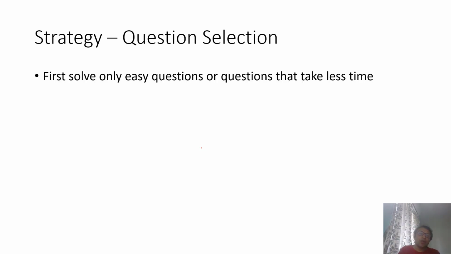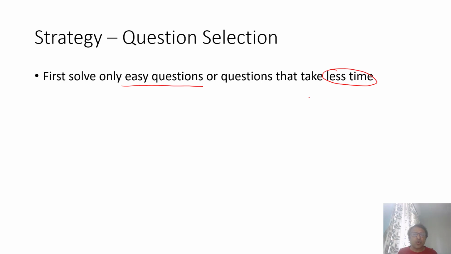So how do you solve? What is the strategy for question selection? Now I'm dividing the strategy into two parts. One is question selection and the other is time. So always focus on easy questions first, or questions that take less time. Remember that time is very important because you have less time for it. So anything that takes less time, even if you're not strong at it, please solve first.